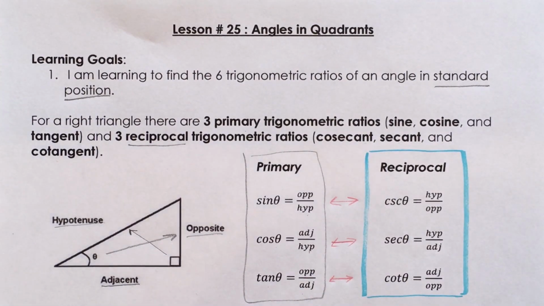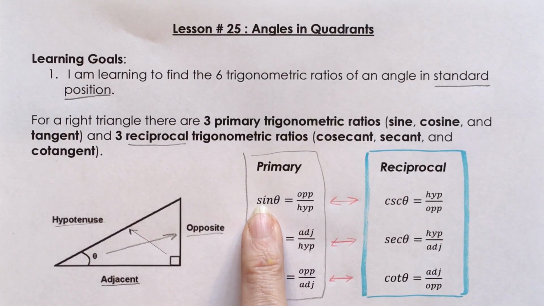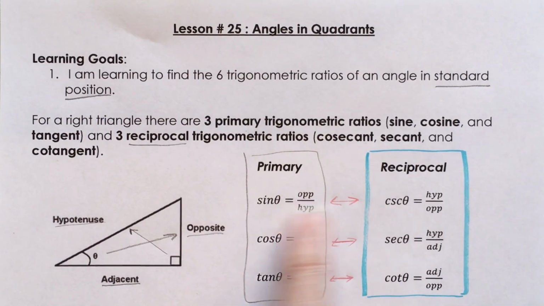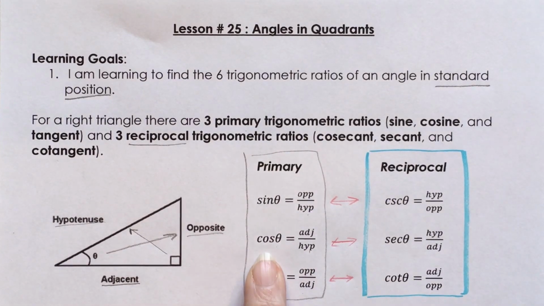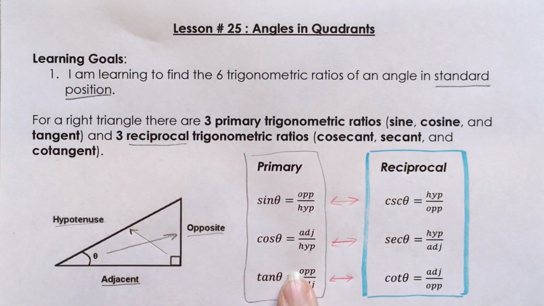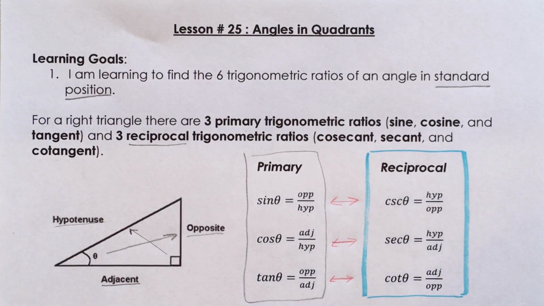Hopefully you have these 3 memorized using SOHCAHTOA, but then you just have to remember that cosecant goes with sine. So when I was in high school, I used to remember S goes with C, and then C goes with S. So sine and cosecant are reciprocals, cosine and secant are reciprocals, and tan and cotangent are reciprocals. So if you know the primary and you know the names of the reciprocal and how they correspond, you'll know the reciprocal functions as well.